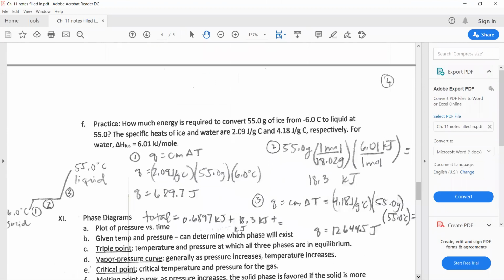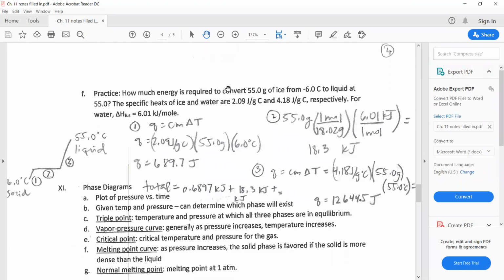So if we wanted to know how much energy is required to convert 55 grams of ice at -6 degrees, so I'm going to go ahead and write a little diagram, -6, my negative got cut off, all the way to a liquid at 55 degrees is what that should say. So what I'm doing is I'm taking it solid, and then I'm going to get it to its melting point, which is 0 for ice. I'm going to melt it, and then I'm going to heat it up to 55 degrees. So there's kind of 3 processes taking place here.